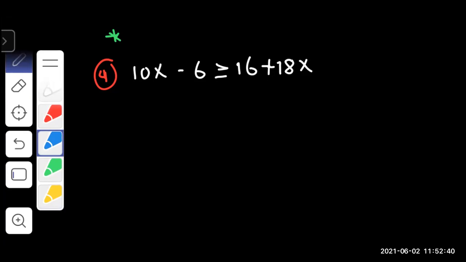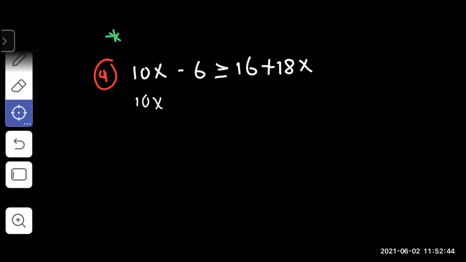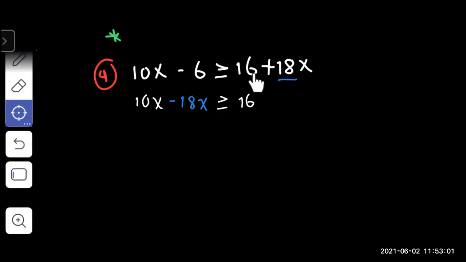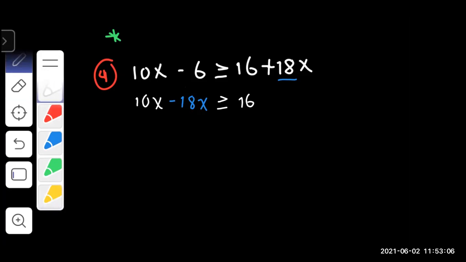Okay, again, let's copy what we have, 10x. Let's see if we have any other variable term. Do we have any other variable term? Positive 18, plus 18x. Okay, I'm going to move it to this side, negative 18x. I don't have any other one. Then the numbers, this 16, guys, is right here. I just get it down. Do you have any other constant term? Negative 6. Negative 6 is going to pass to the other side as positive 6, correct.